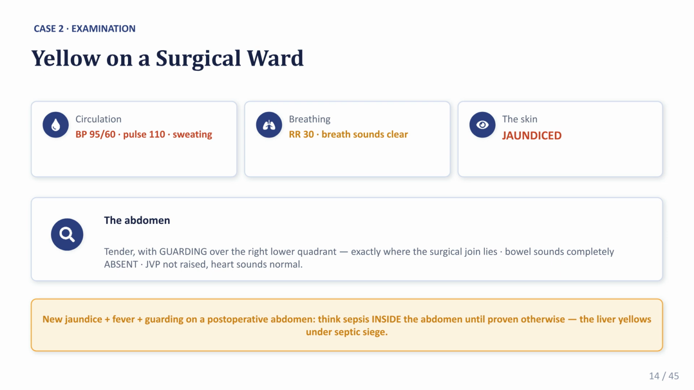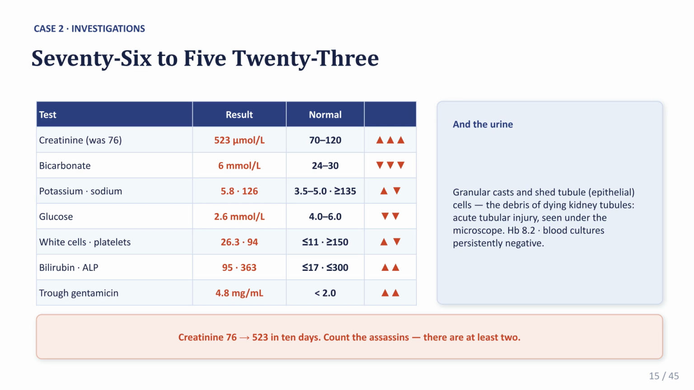The abdomen is tender at the surgical site, and bowel sounds are absent. This combination of fever, jaundice, and guarding in a postoperative patient strongly suggests intra-abdominal sepsis. The liver is struggling under this septic stress. Finally, review these laboratory findings.